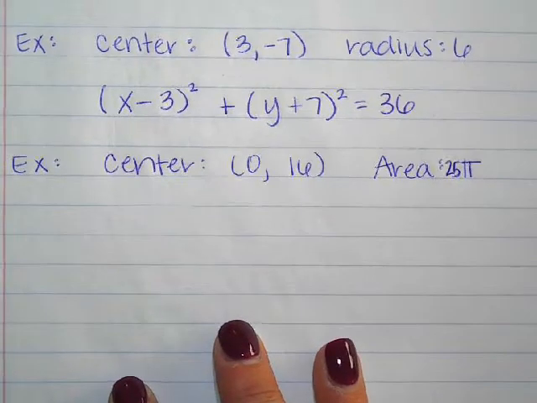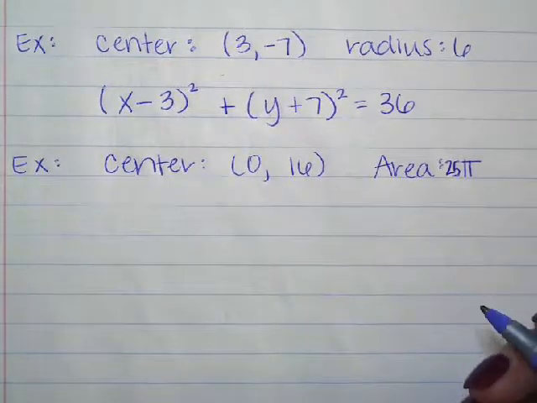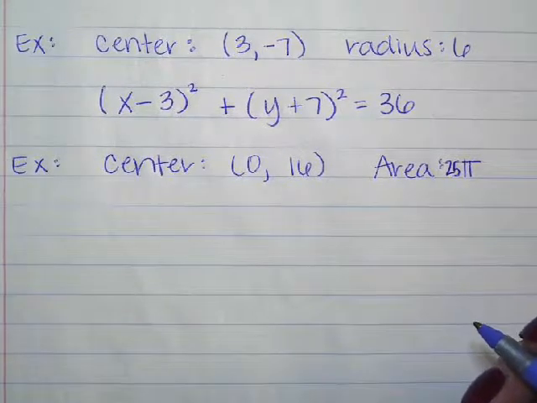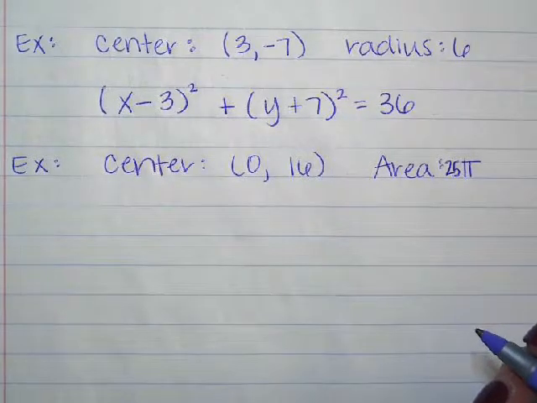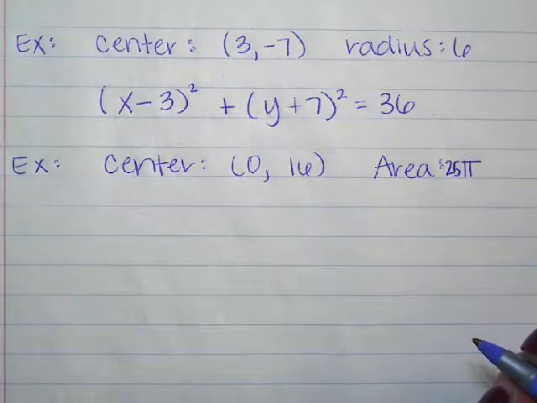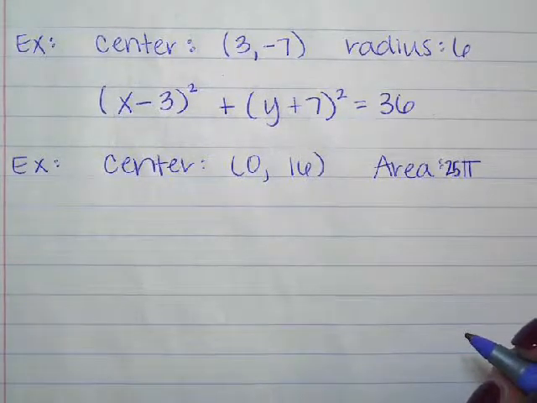Appreciate the support. So the center is (0, 16). The area of the circle is 25 pi. That's all they told us. Yeah, we do have to use an equation, but we can get the circle started first, because we have the center. You do not need a calculator.